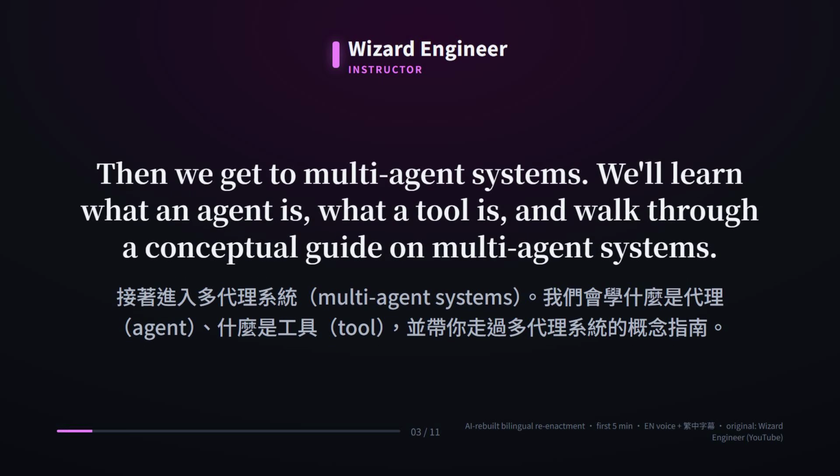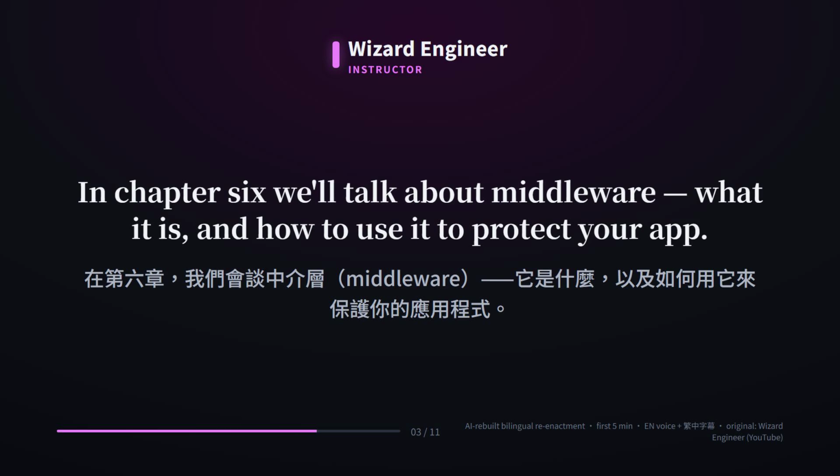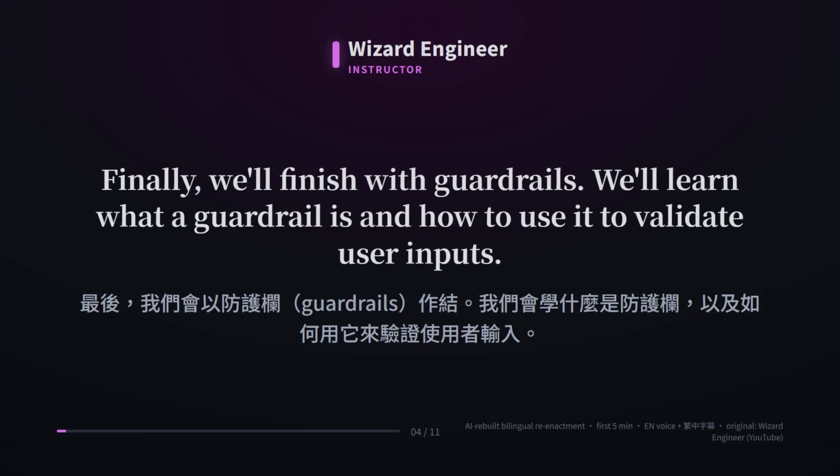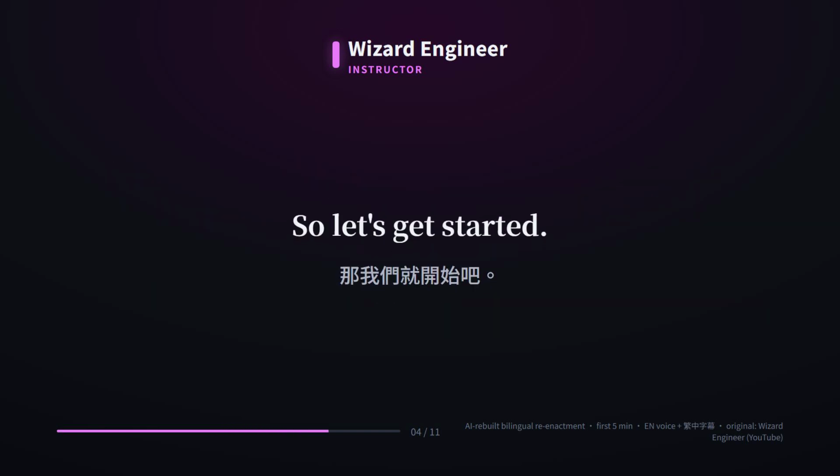Then we get to multi-agent systems. We'll learn what an agent is, what a tool is, and walk through a conceptual guide on multi-agent systems. In Chapter 6, we'll talk about middleware, what it is, and how to use it to protect your app. Finally, we'll finish with guardrails. We'll learn what a guardrail is and how to use it to validate user inputs. So let's get started.